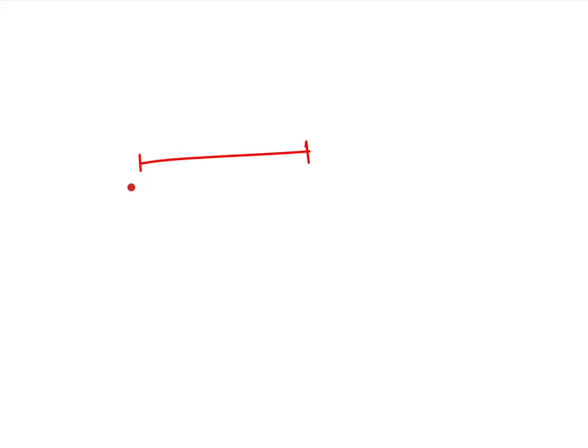Suppose that we have a line segment from 0 to L. We place a point in this line, for example, a blue point. This point may be here, or the point may be here, or the point may be here.